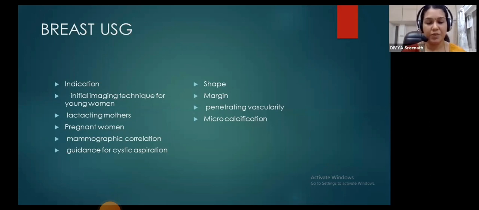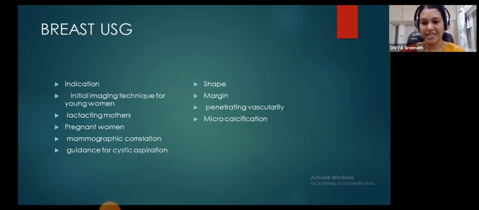Then by this we can see whether there is a tumor or a cyst. A cyst is a fluid-filled swelling. If a mass is present, we will assess the shape. An irregular shape is always a sign of a possible chance of malignancy. We also assess the blood supply to the core of the tumor. If there is more blood supply, it is also a suspected malignancy.